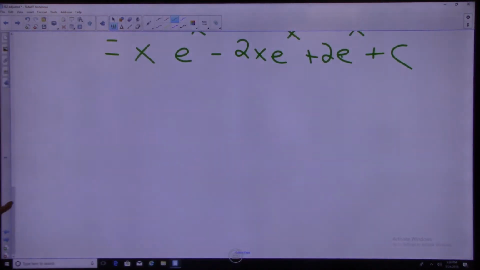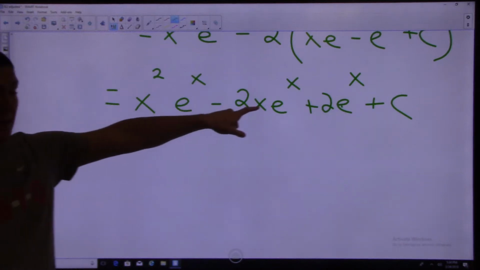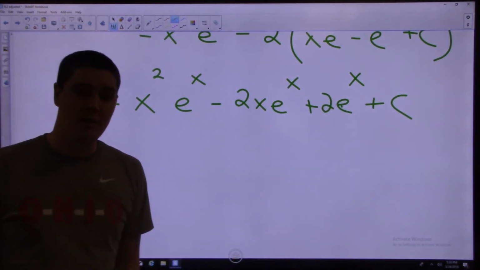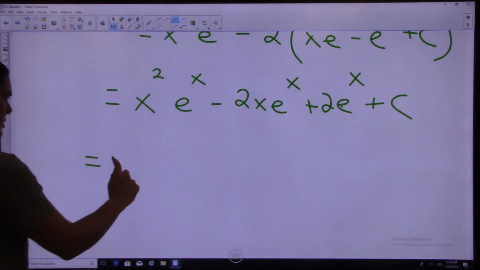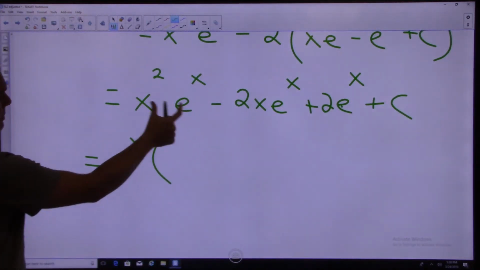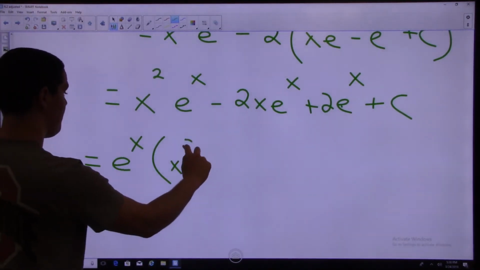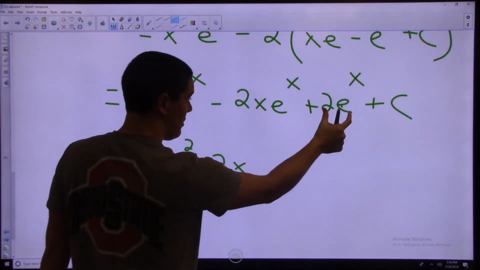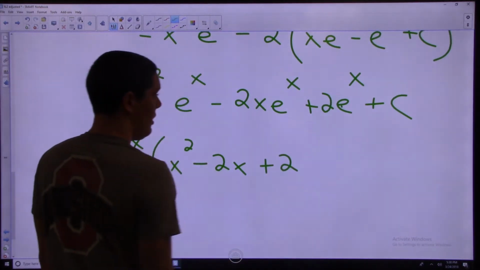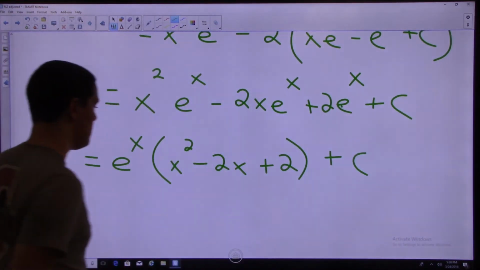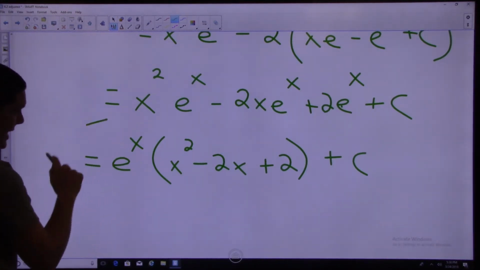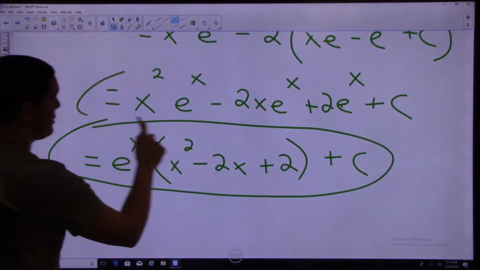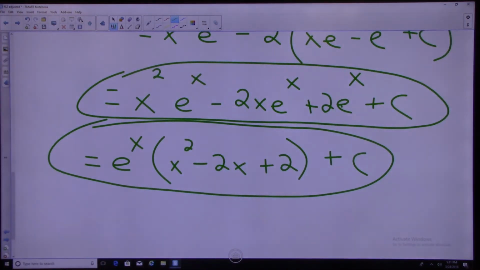Now remember, all these terms have something in common, so another way you could write it is just to factor out an e to the x. If we did that, what would we be left with in this term? Well, x squared. What would we be left with in this term? Negative 2x. And in this term? A positive 2. And then we'll have that plus c out there as well. So that right there is my answer. Again, I could have circled this as well. Either one of those would work. If you want to factor out the e to the x, you can.